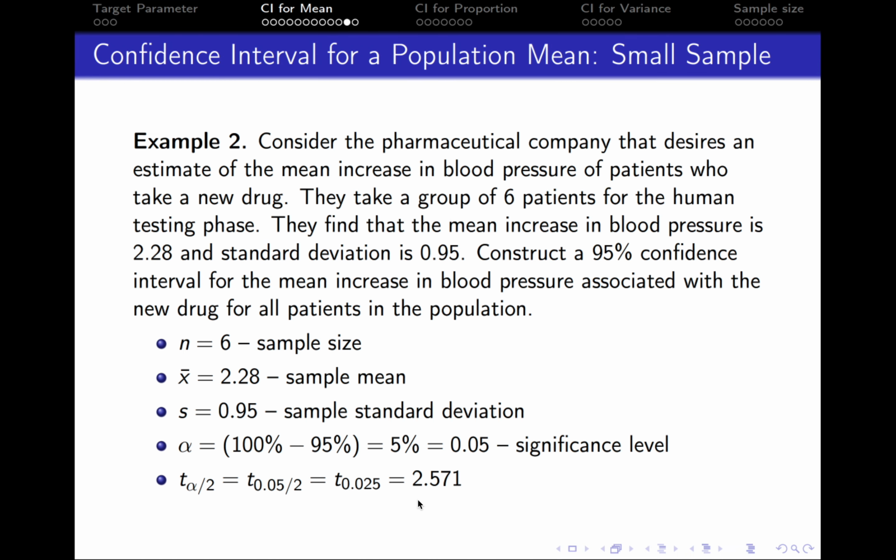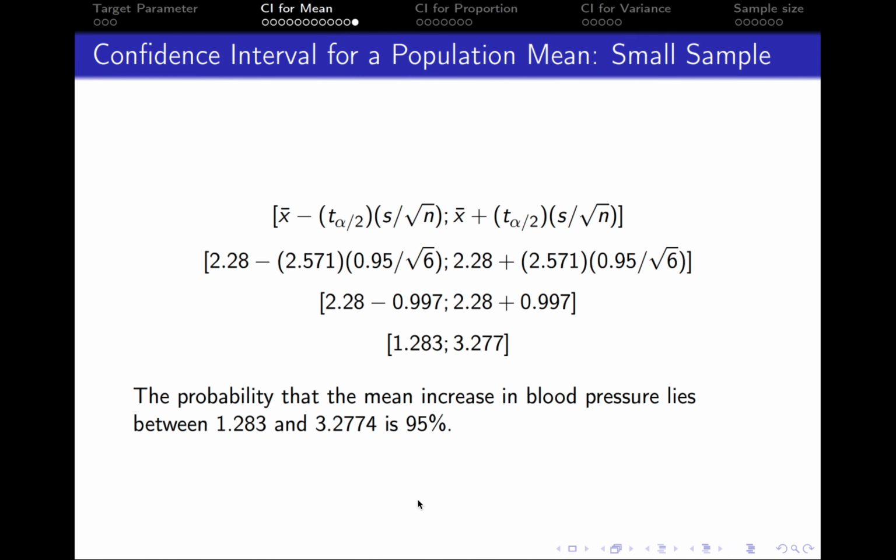So 2.571. When we substitute everything into the equation, so this is the case when we do not know the population standard deviation, we know the sample standard deviation, we get the following boundaries. The lower boundary is 1.283 and the upper boundary is 3.277.